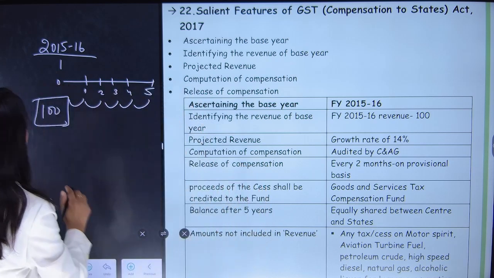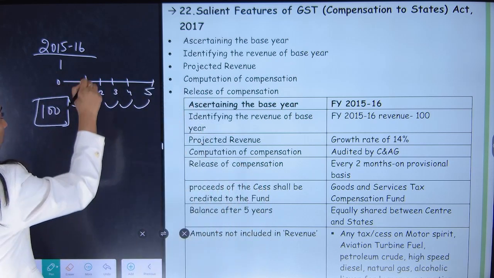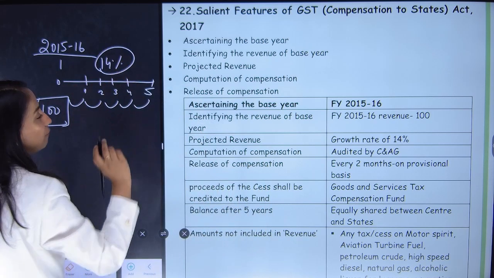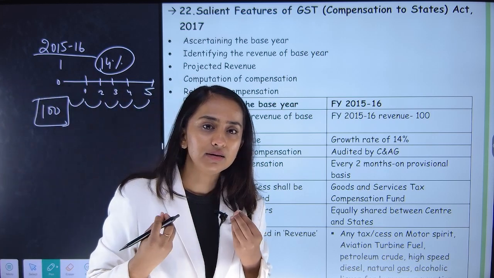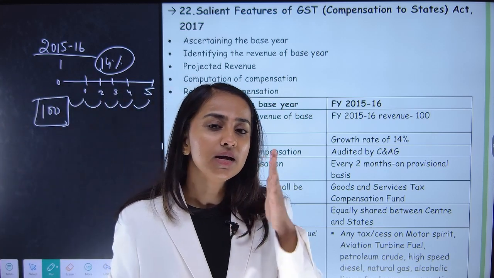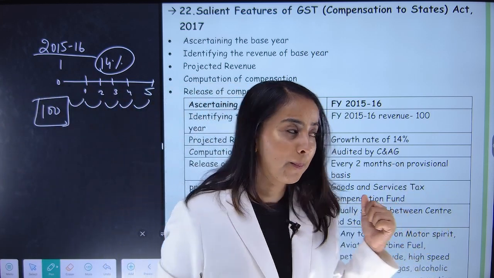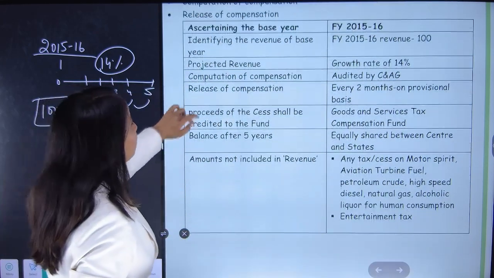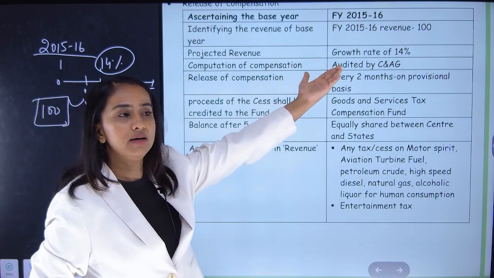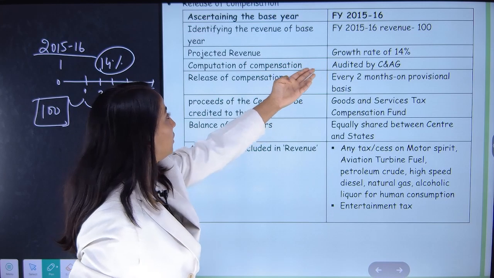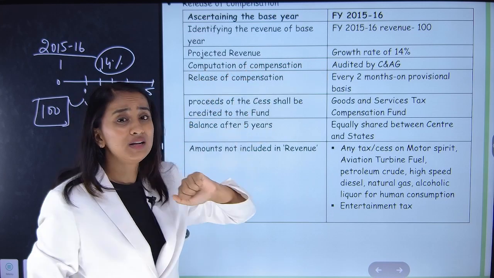To get it right, let's say the growth rate they have taken is 14%. Every year the standard norm they've taken is 14%. The revenue will grow. So see here, identifying the revenue: for that year your revenue was 100, and the growth rate was 14%. Then the computation: who will compute the compensation?